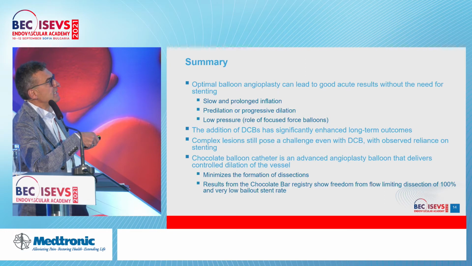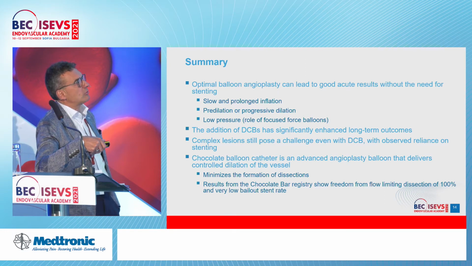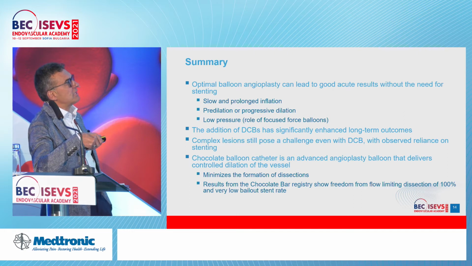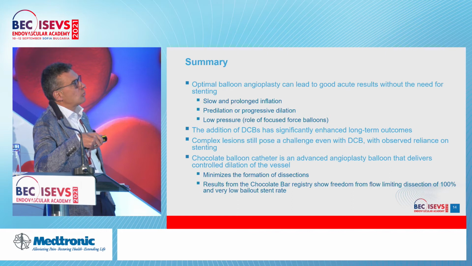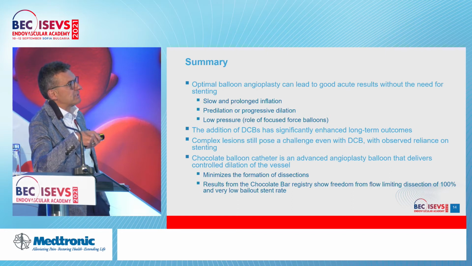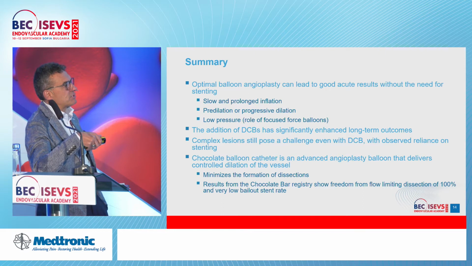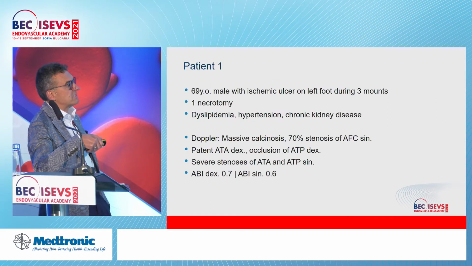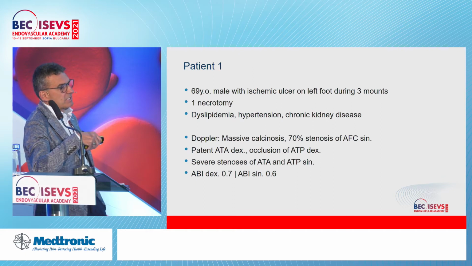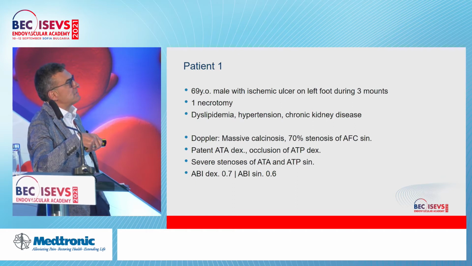So, as a summary, I would say that optimal balloon angioplasty can lead to very good acute result, and we need slow and prolonged inflation to have a good result. Finally, we can predilate, but not always. It's not always so necessary. And the results from the chocolate bar registry show freedom from flow-limited dissection very close to 100%. I will show you several cases from our practice.